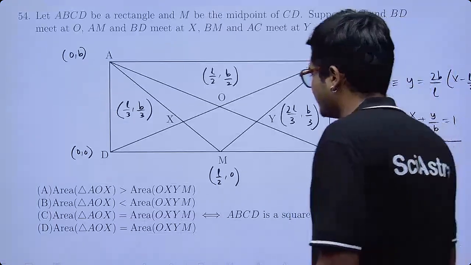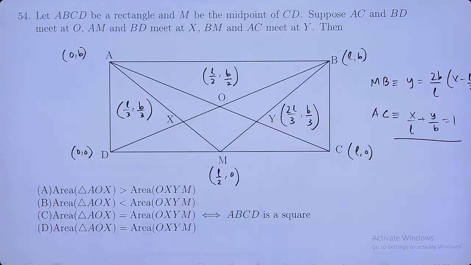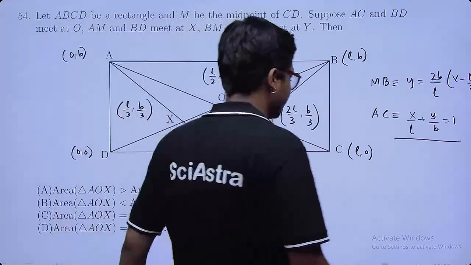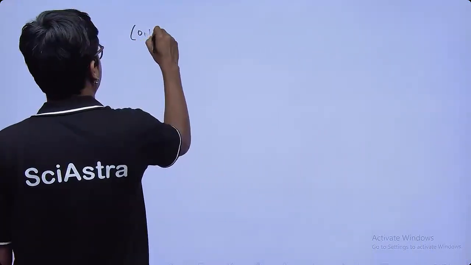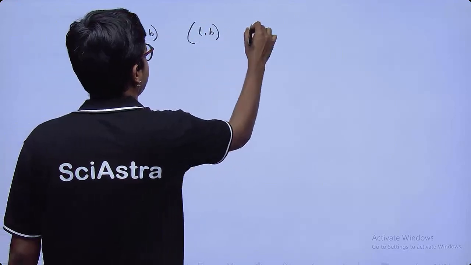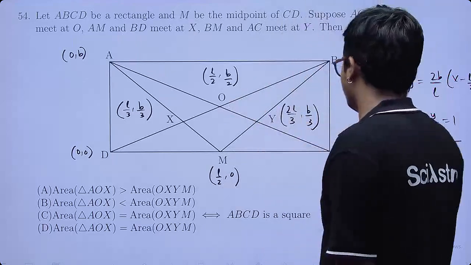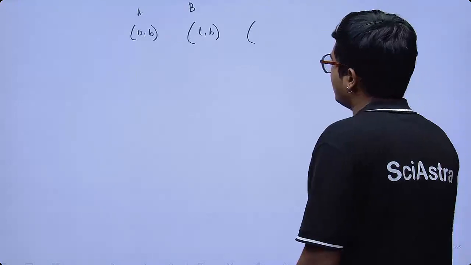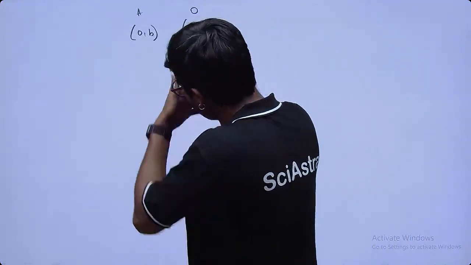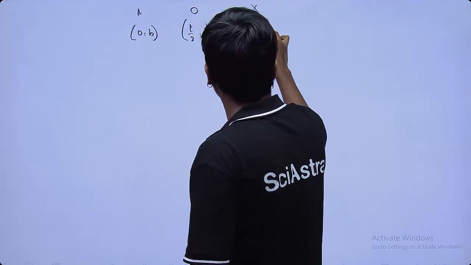For example, which one is the first one we are looking for? You want to find the area of, so it's all about AOX and OXMY, right? So AOX, let's use this form, okay? So see, A, B, C, go in that sequence, okay? What was A? A was 0, B, and sorry, we want A, O, X. O was L by 2, comma B by 2, X is L by 3, B by 3, right?